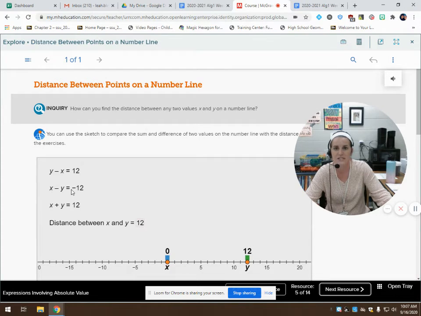But when we talk about distance, once again, we don't say negative, we say a positive. So the distance between x and y is 12 units. Even if I get the negative 12, we read the distance between x and y as a positive 12 units.